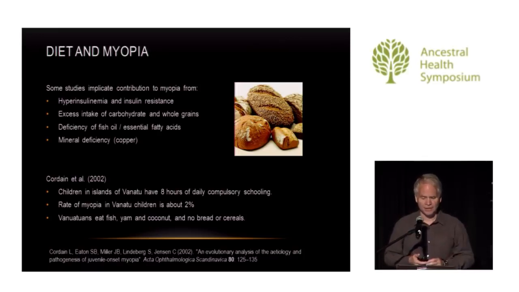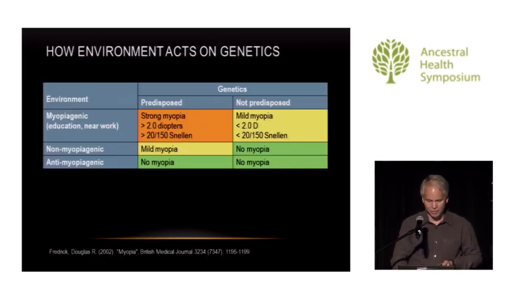There's another environmental factor, which is diet, all right? And there's some studies, particularly by Cordain, showing that, for example, eating a lot of carbohydrates, not surprisingly, might induce a higher incidence of myopia, and it's been tied to hyperinsulinemia, to excess carbohydrate intake, to a deficiency of fish oil and essential fatty acids, and to mineral deficiencies. Now, Cordain took the view that actually genetics were not that important because he was studying children in the islands of Vanuatu who were in school 8 hours a day, and yet they only had about 2% myopia. But, as I'll argue later, it's not genetics or environment, but I think the two come together.